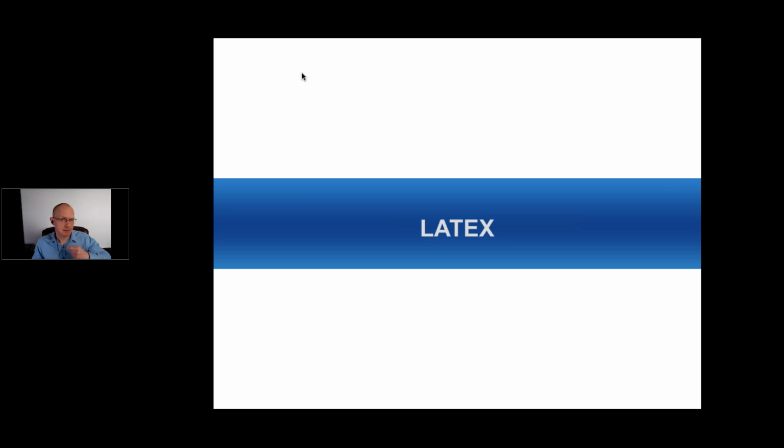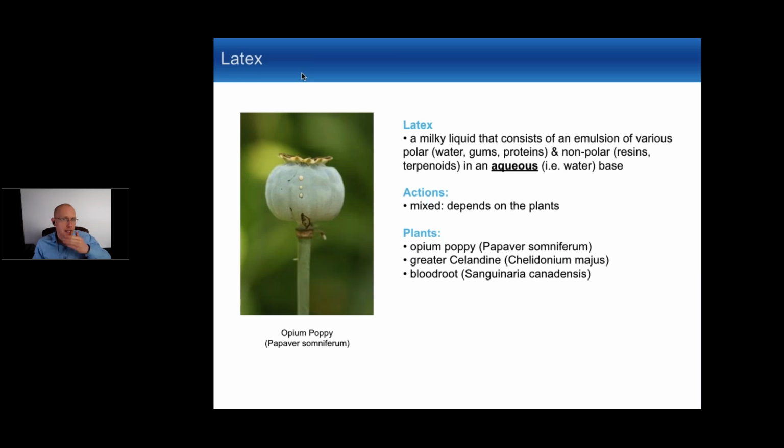Latex is the final one that we'll talk about. Latex is different because it's both water and fat soluble in the type of components that it has. So it's more like an emulsion, like mayonnaise, which is made from water and oils. And usually latex is obtained when the plant's injured. Latex is excreted from it, and that'll contain both water-soluble components like gums and proteins, and non-water-soluble components like resins and terpenoids. And the take-home is that it's in an aqueous base.